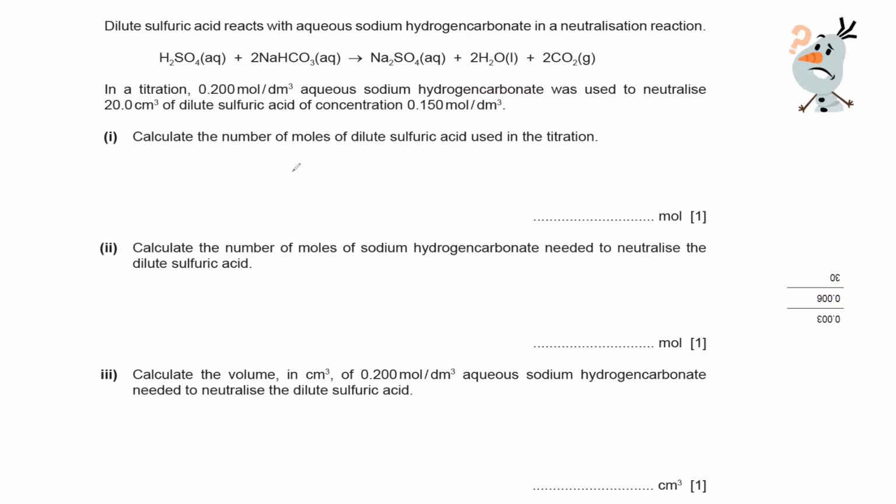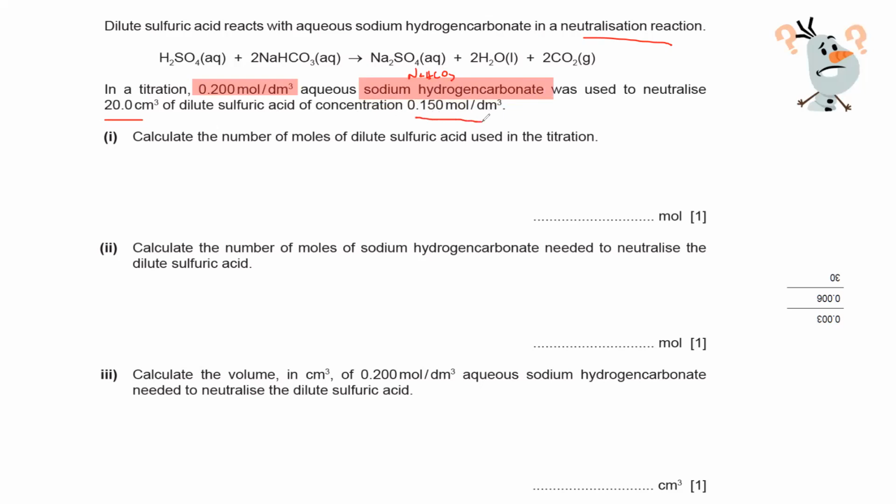We have to calculate the number of, in this question, dilute sulfuric acid reacted with sodium hydrogen carbonate in a neutralization. Neutralization is a reaction in which acid and alkali react with each other. In a titration, 0.2 mole per dm cube of sodium hydrogen carbonate, NaHCO3, is used to neutralize 20 cm cube of 0.15 mole per dm cube sulfuric acid.